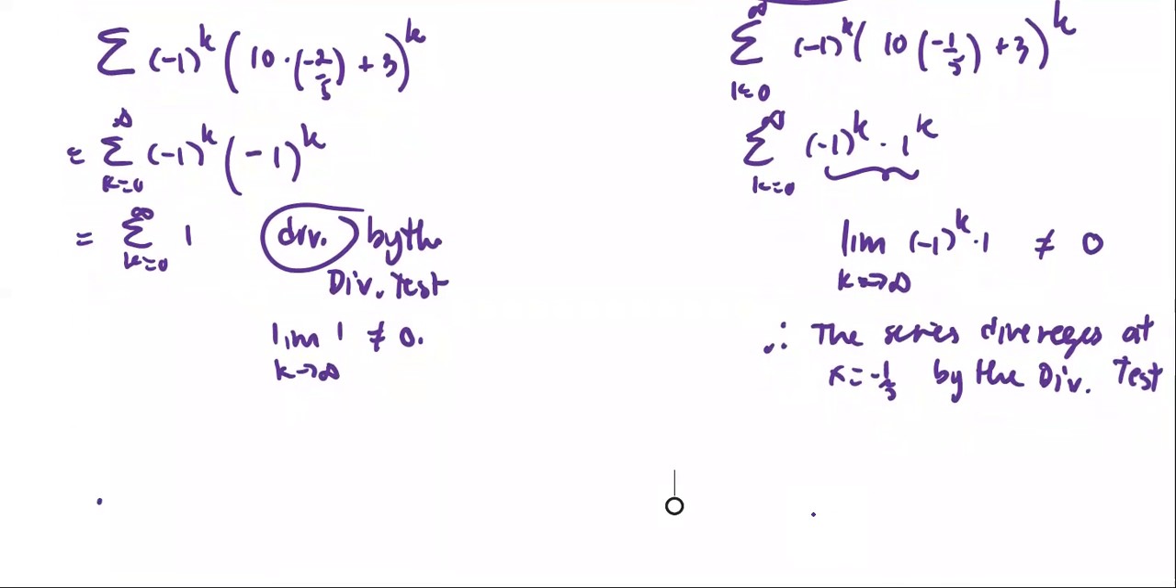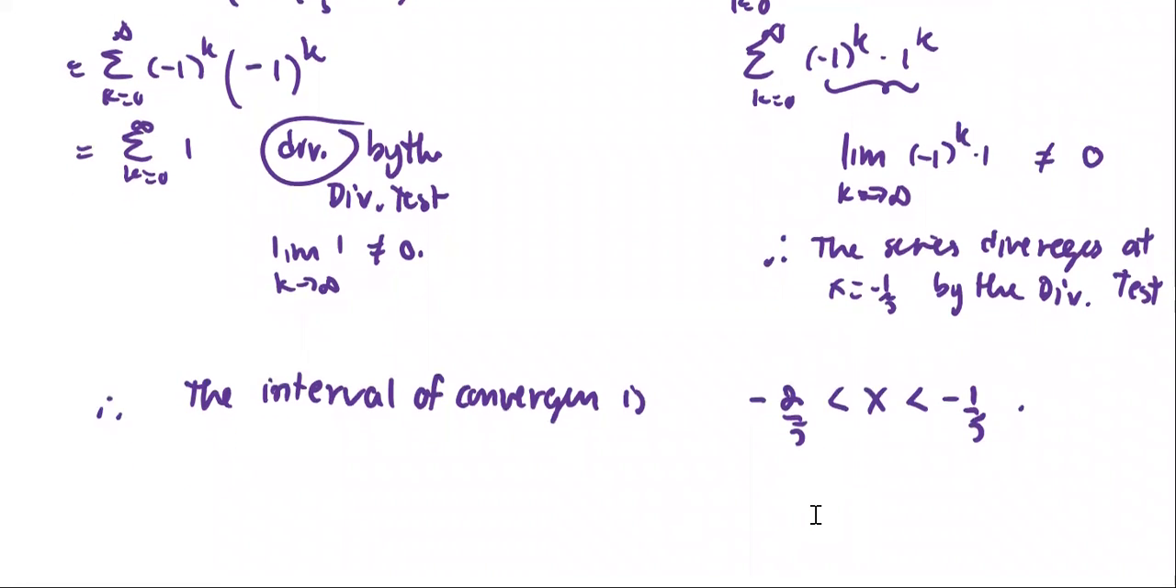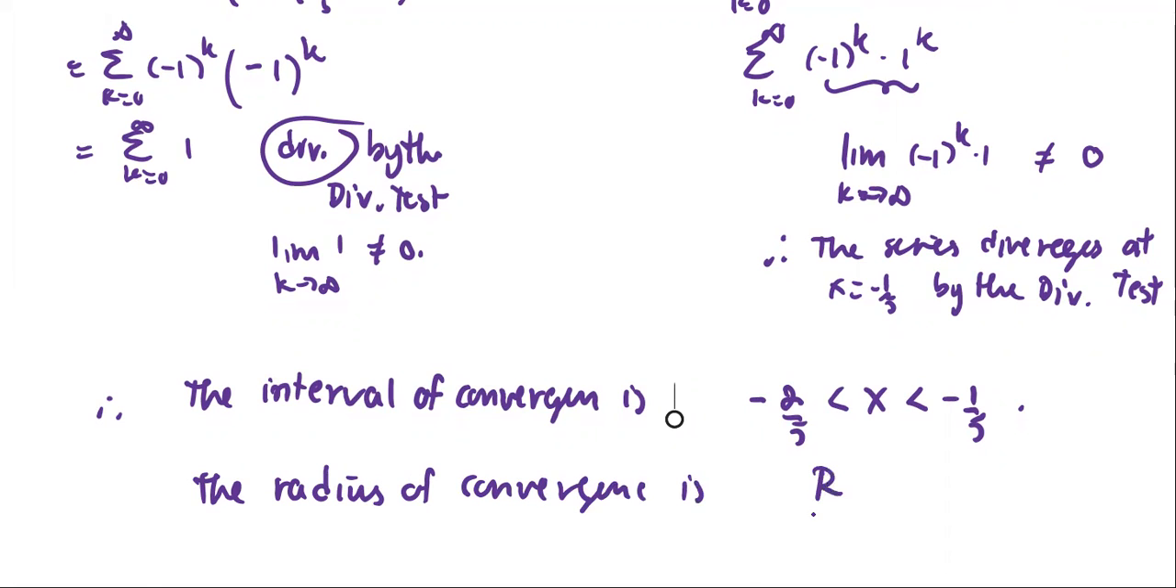In summary, we can say that the interval of convergence is negative 2 over 5 less than x less than negative 1 over 5, and the radius of convergence is r equals 1 over 10.